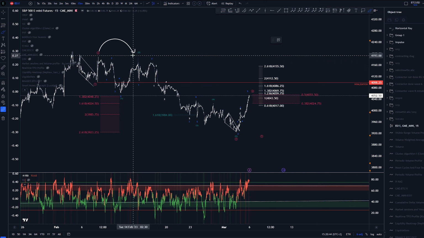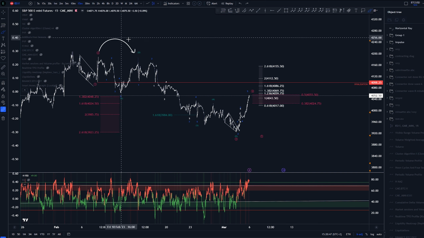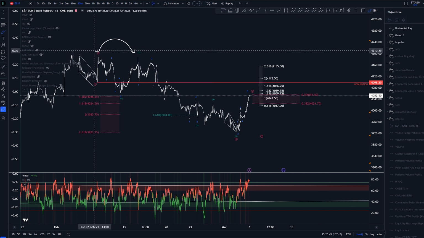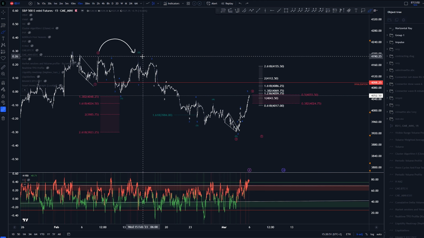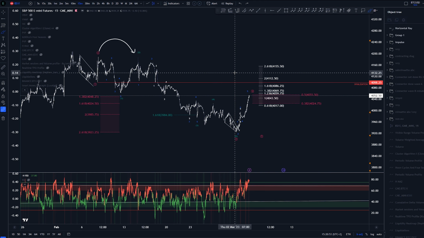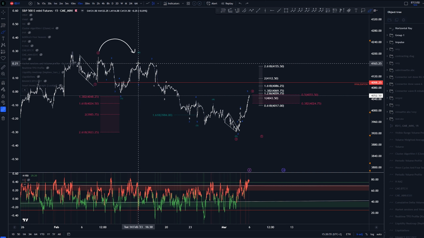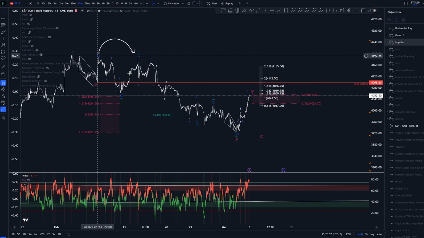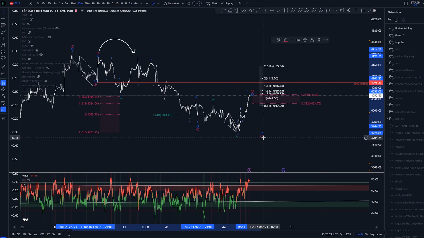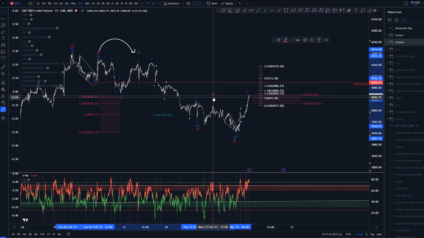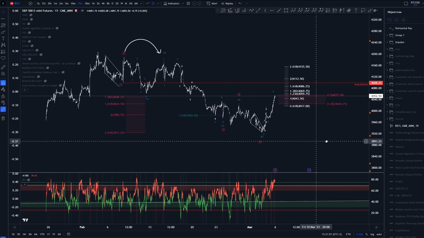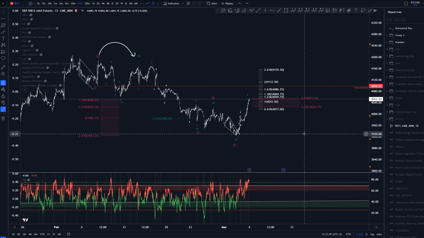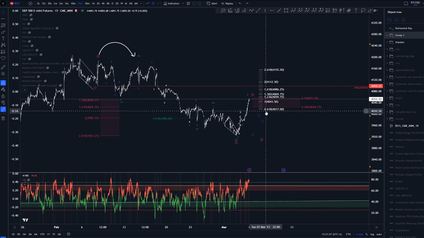But the other option with this arrow that I pointed out is that we have the wave 2 here. So at that point, we would shift everything one step to the left, in which case we would have this 3 already in here. This would be the 5th, and wave 4 would be done, and this would be starting something new. So we have to acknowledge that possibility as well.